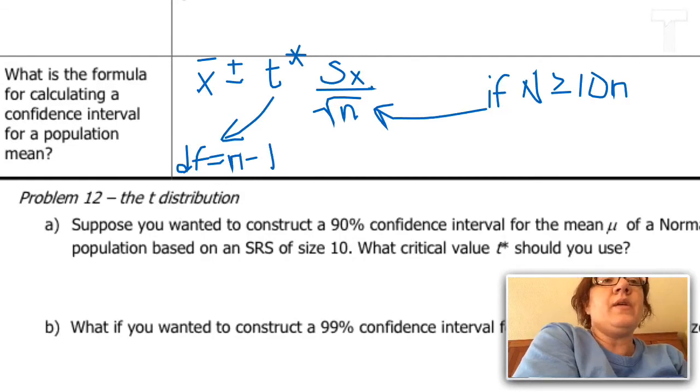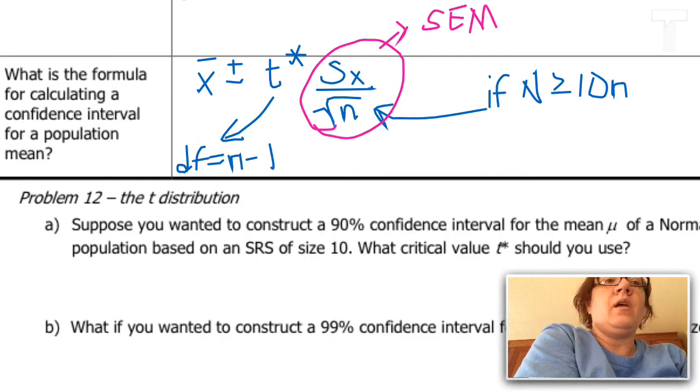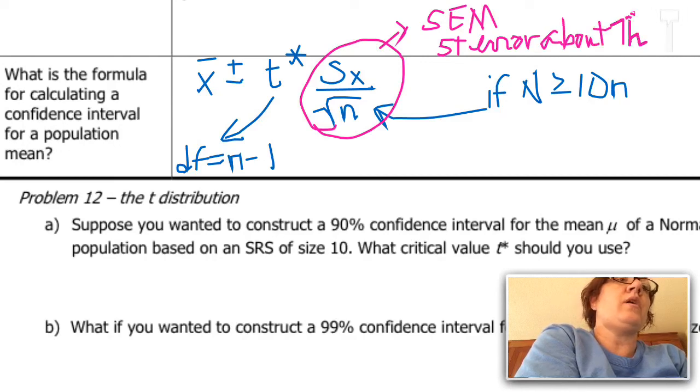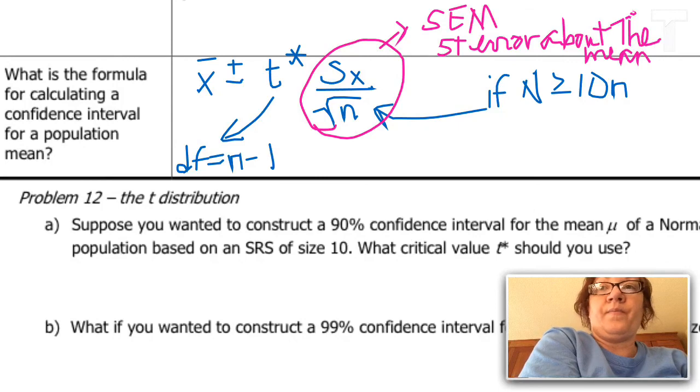This little piece right here actually has a fancy name, and you'll see it show up on printouts lots of times as SEM. And what it's called is standard error about the mean. So when they start talking about standard error about the mean, that's what they're talking about, s of x over square root of n. So let's look at a sample problem.